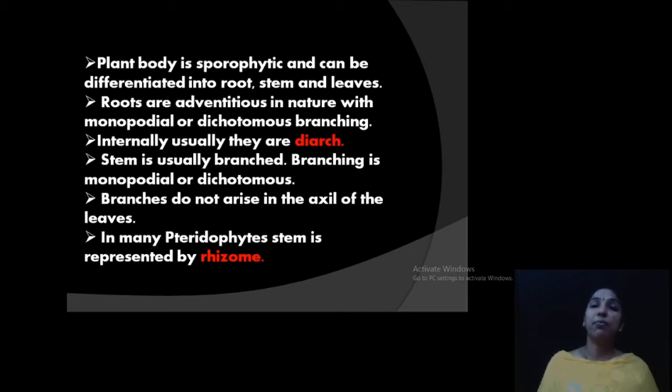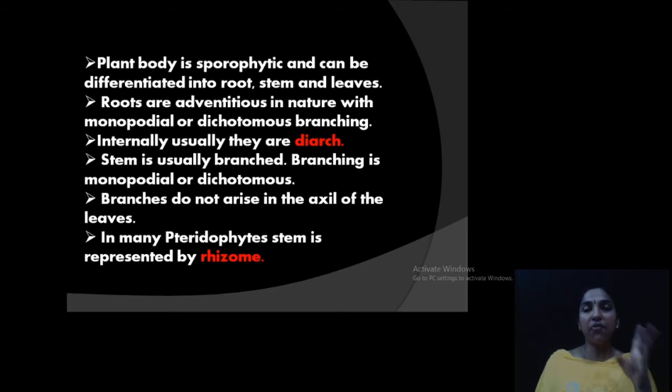In these plants, the ferns or pteridophytes, the entire plant is divided into root, stem and leaves. Differentiation is present. But when you take an example of a bryophyte, you can't see such differentiation.